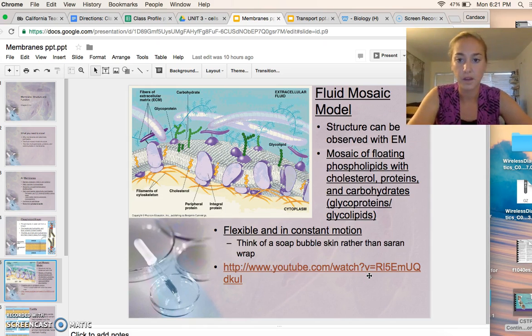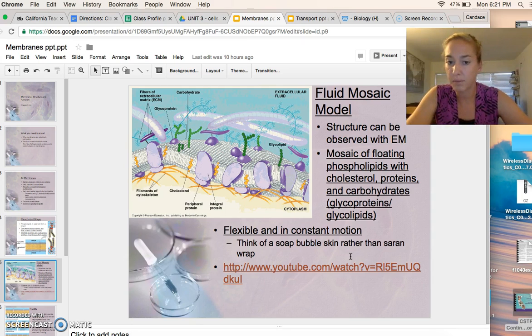Okay, so the fluid mosaic model. You want to understand membranes as having two major structural properties. The one is that it's fluid, meaning it's not rigid. You want to imagine a membrane is kind of like a soap bubble skin instead of a saran wrap. A soap bubble is very fluid and it can move well, versus saran wrap, which is more rigid. The membrane's more like the soap bubble, or sometimes you can think of it as like oil.